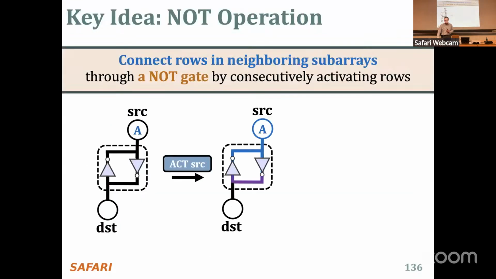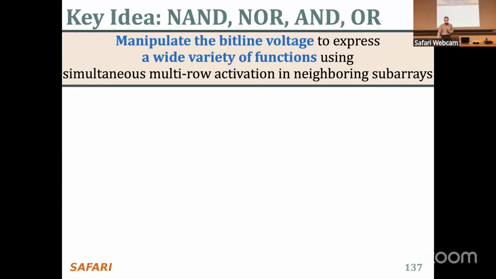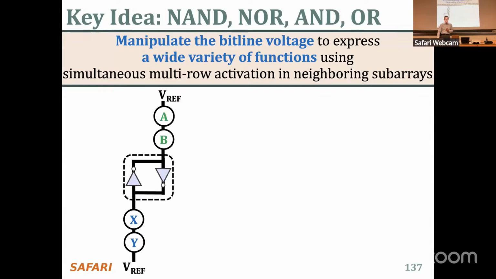Okay, let me give you the final thing, and then we're going to conclude. Basically, you can do much more. This is actually also fascinating. Again, we're going to use simultaneous multi-row activation. You can implement any bitwise function, basically. I'm going to show you one example. So these are two cells, A and B, on this subarray. These are two other cells, X and Y, on the other end of the sense amplifier on another subarray.